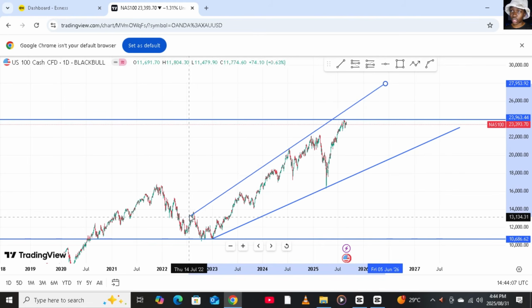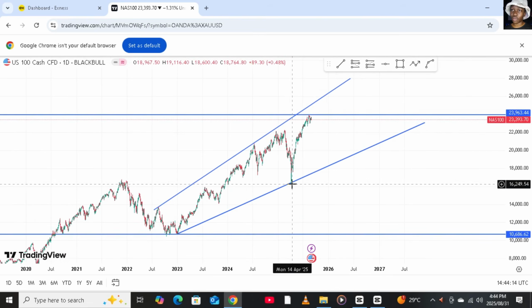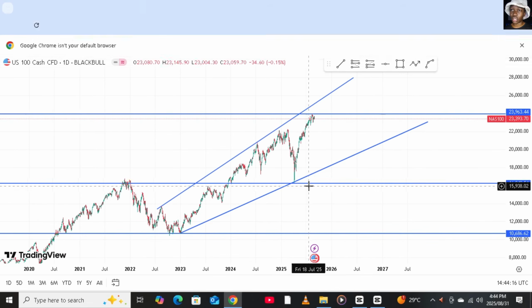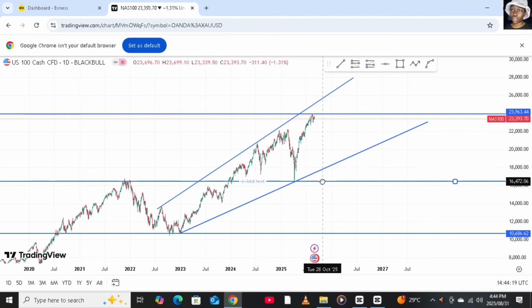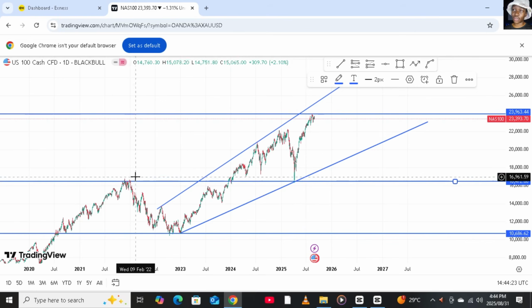I usually draw lines when I have touches. Let me show you what I mean. We have a touch over here, I drew a line, and then we have a touch over here. This is my line, guys. This is my current lowest point, and as you can see, it's a valid line.